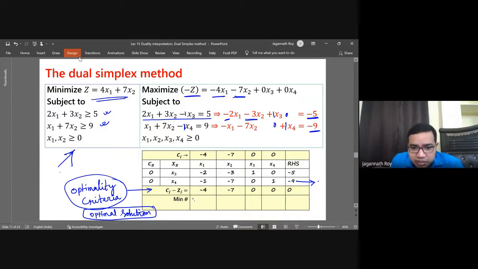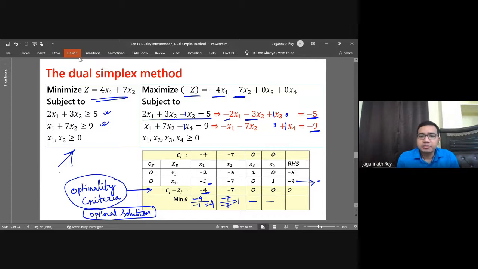Now the theta value is calculated by Cj minus Zj divided by that particular row. The leaving row is this one, x4. So this is -1, so this becomes 4. And then this is -7 by -7, so this becomes 1. And for the basic variables, we do not calculate the theta value. Only the non-basic will enter.